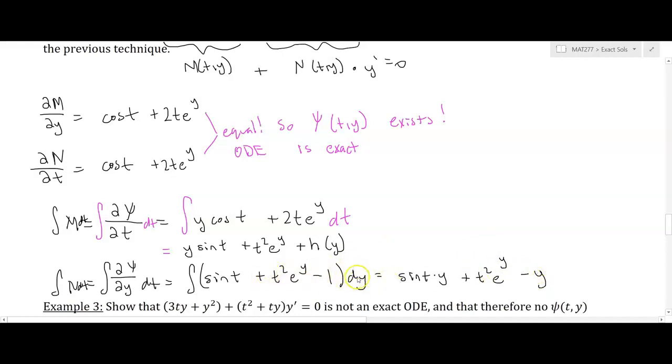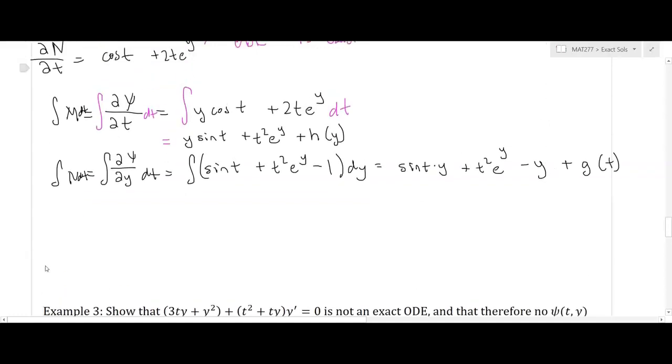And then because this is the integral with respect to y, any function of t that was here may have gone away. When you take the derivative of g of t with respect to y, it will be 0. So that's an important piece because that acts as a placeholder in the event that we need to come back and reconcile the psi. So we know that the first candidate psi is y sine of t plus t squared e to the y plus h of y.